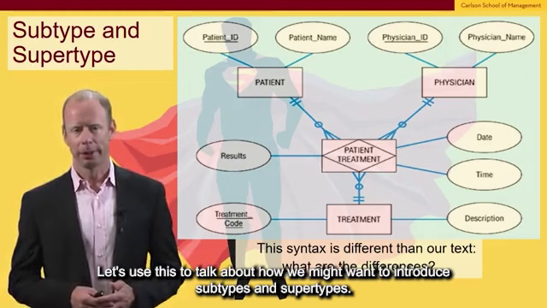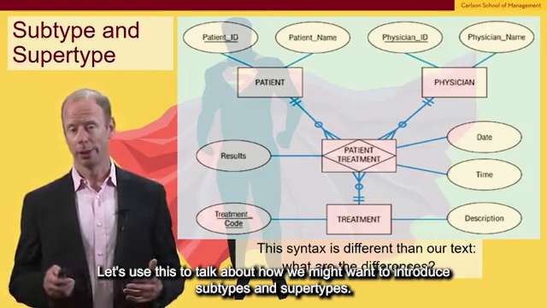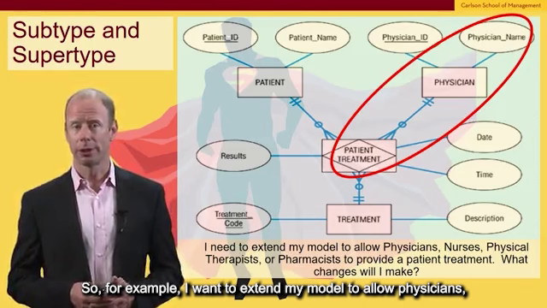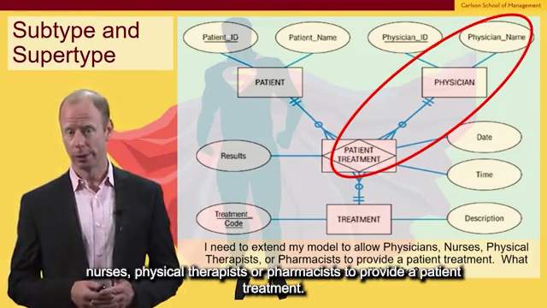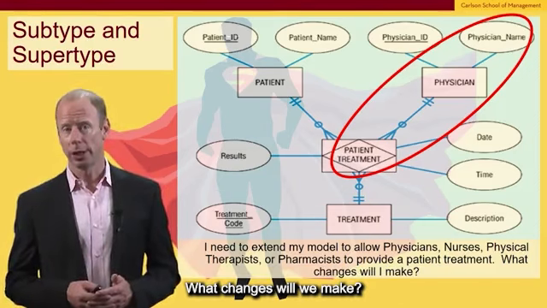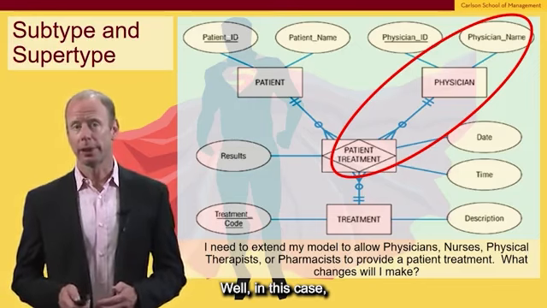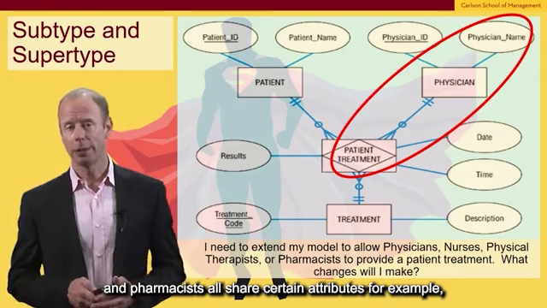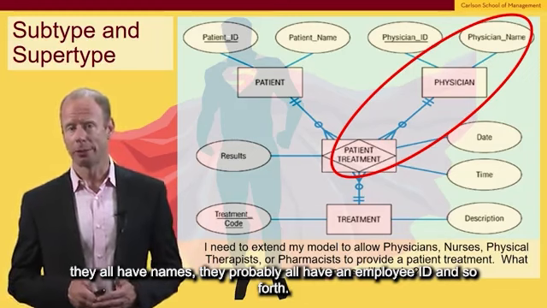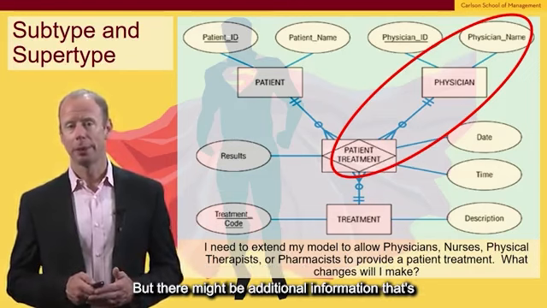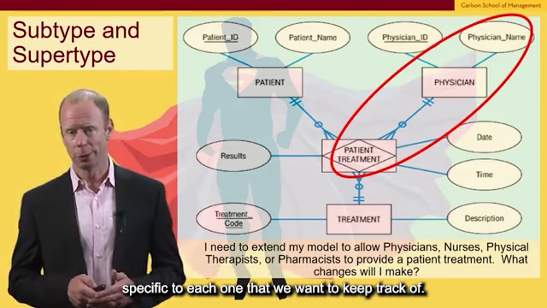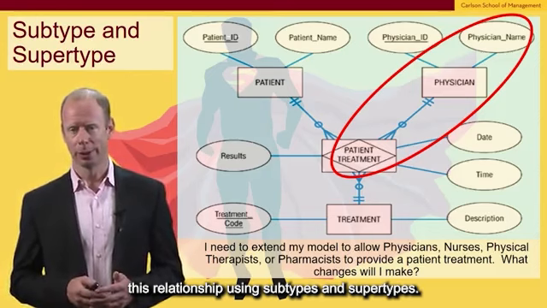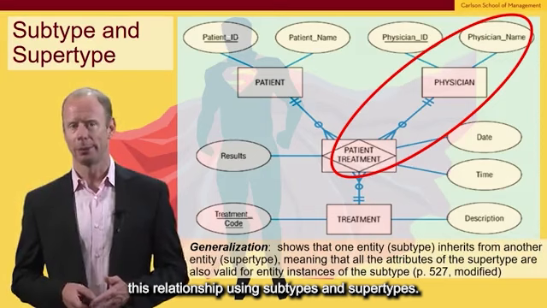Let's use this to talk about how we might want to introduce subtypes and supertypes. So for example, I want to extend my model to allow physicians, nurses, physical therapists, or pharmacists to provide a patient treatment. What changes will we make? Well, in this case, the physicians, nurses, physical therapists, and pharmacists all share certain attributes. For example, they all have names. They probably all have an employee ID and so forth. But there might be additional information that's specific to each one that we want to keep track of. This is the kind of situation in which we'd want to model this relationship using subtypes and supertypes.